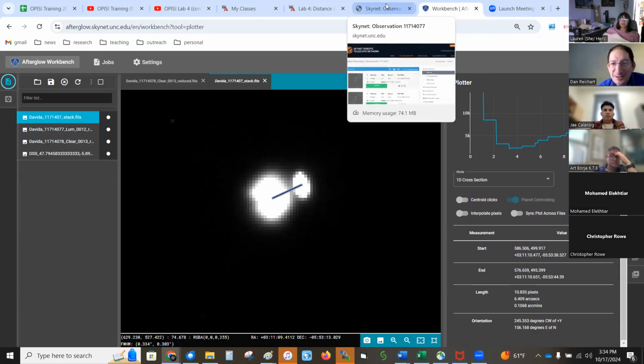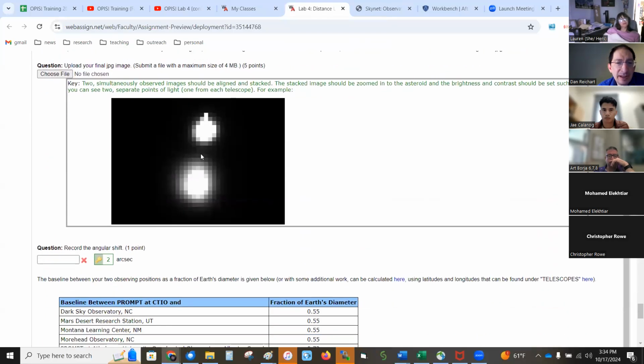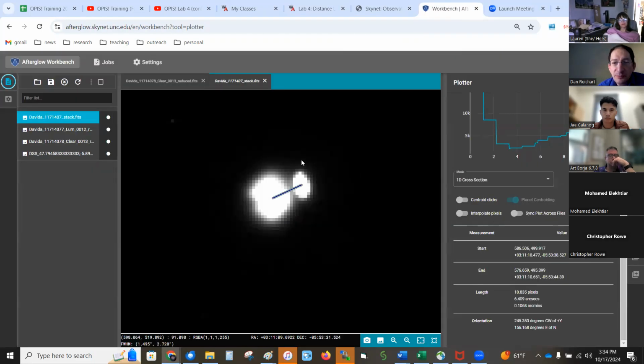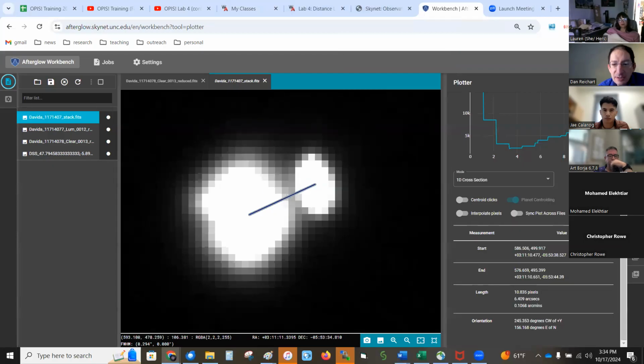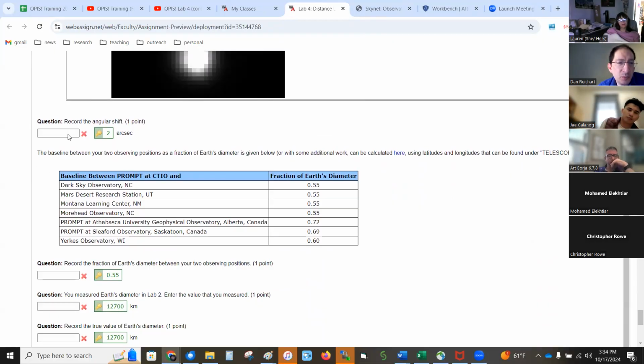Pretty cool that you can do this, I think. It takes a global network of telescopes to do this lab, at least with data you collect yourself. So we come back here, they frame this up and do the screenshot and then send that up into the lab. Then they do the calculation. What is the angular shift in arc seconds?